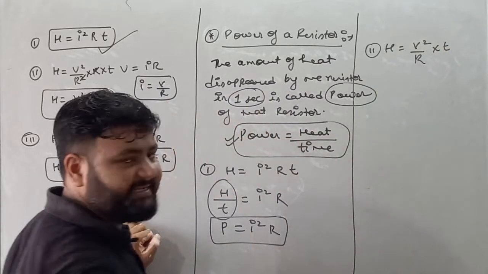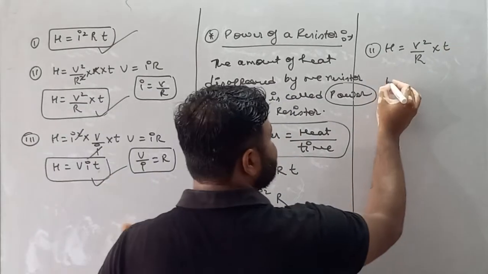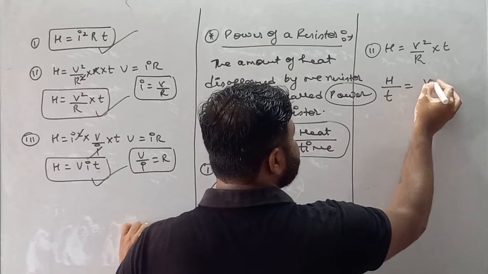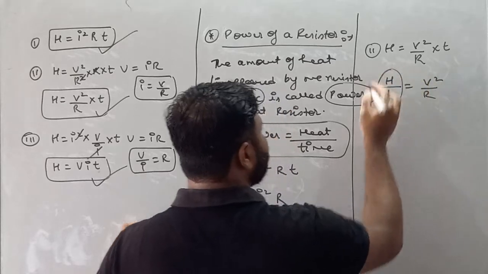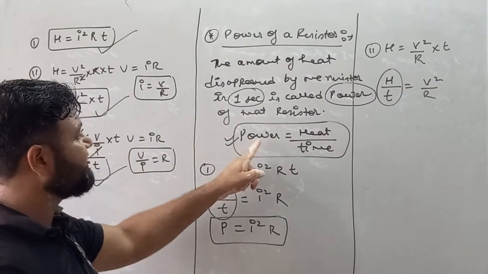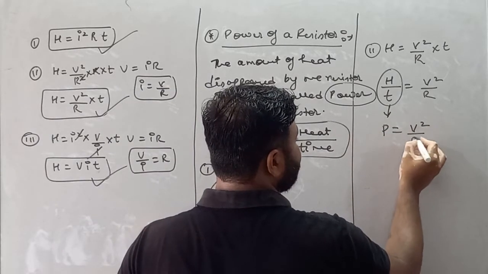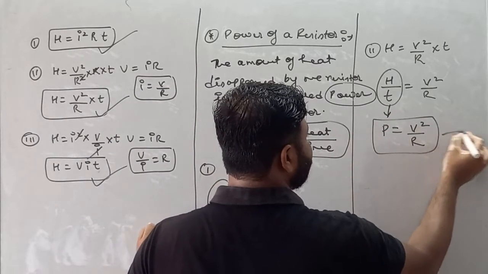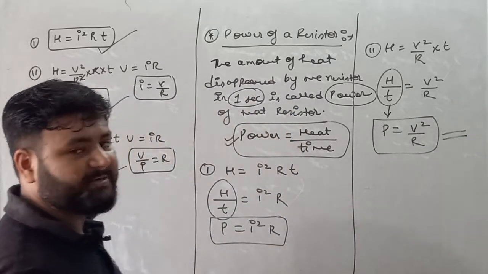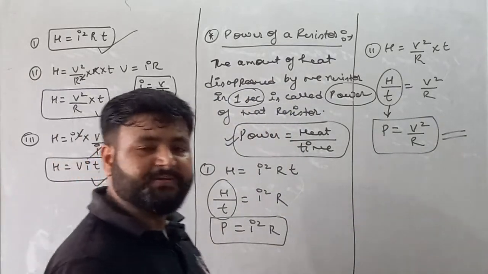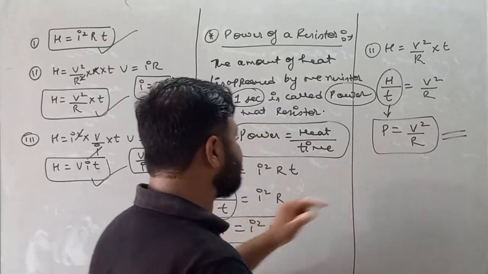If I take T in the denominator with H, then it will be H by T, which is equal to V square by R. We know that heat per unit time is nothing but power. So power is equal to V square by R. This is the second formula, which represents the power dissipated by a resistor, V square by R.